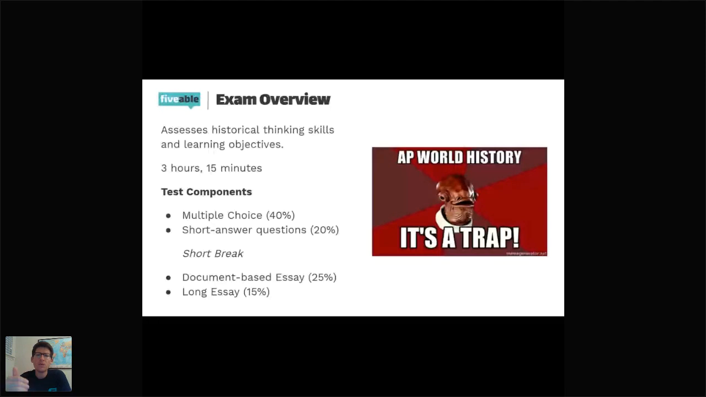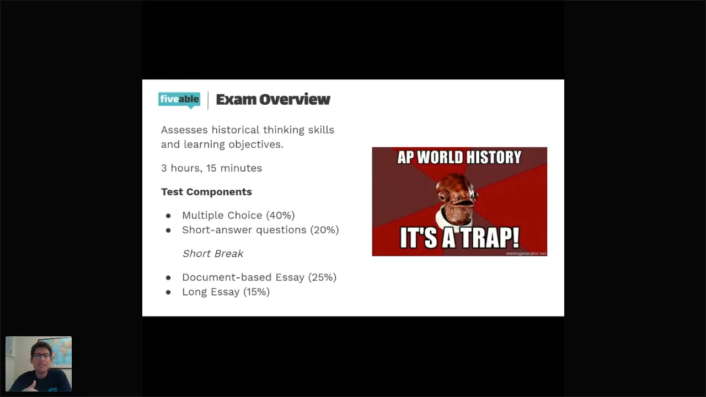The short answer is part B of section 1. So you'll do the multiple choice, you'll follow immediately with the short answer. It's worth about 20%. You'll answer 3 questions there. And if you're thinking already, man, that's a long time to be sitting still and answering questions, you get a short break after section 1 of the exam.